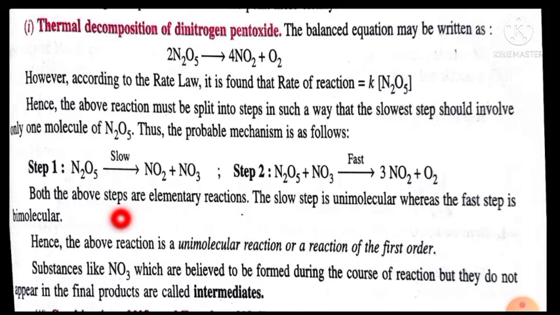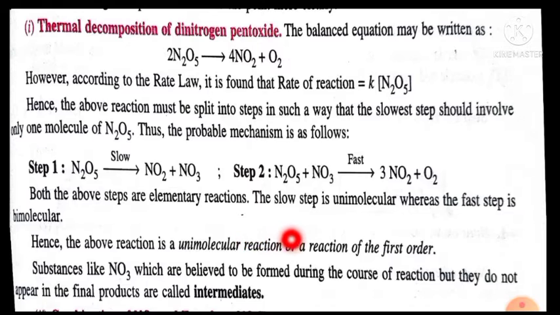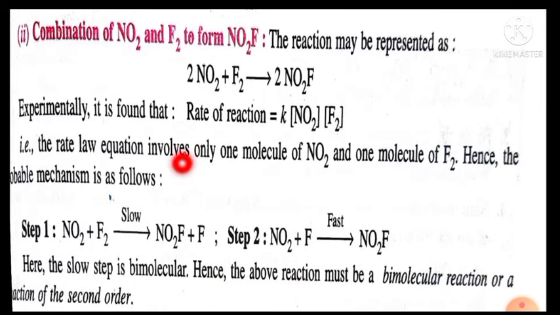See, both of the above steps are elementary reactions. The slow step is unimolecular whereas the fast step is bimolecular. In the fast step 2 molecules are involved, but in the slowest step only 1 molecule is involved. Hence the above reaction is a unimolecular reaction or a reaction of first order. Okay. There is a second example. Here also its molecularity is 3 because 2 plus 1 equals 3.